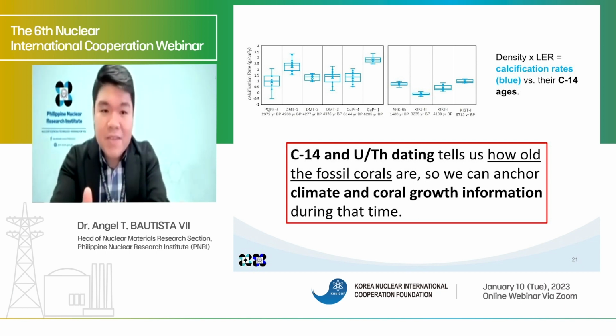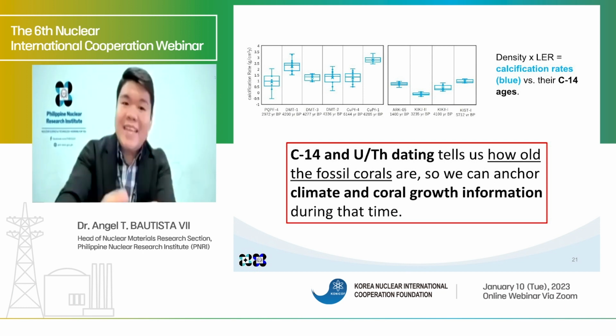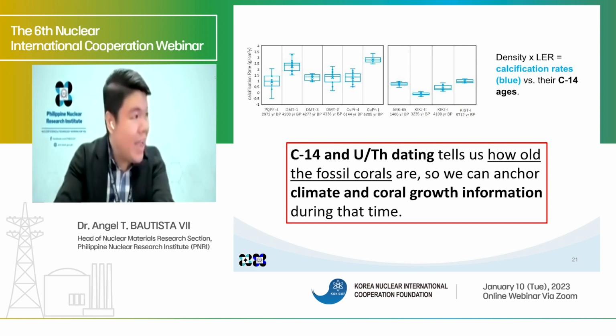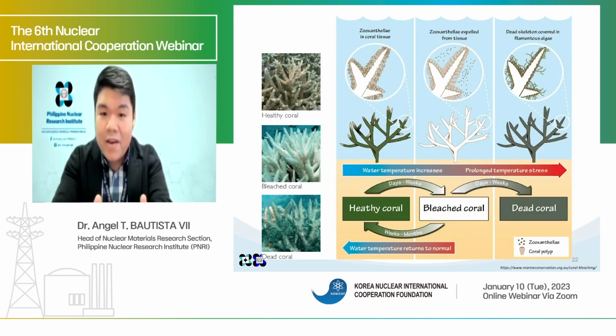So, for example, 4,000 years ago, this is how hot the water was, and the corals were growing this fast, or the corals were this healthy. So that is the information that we're getting from these samples. We could also relate them to a very, very important thing: coral bleaching.